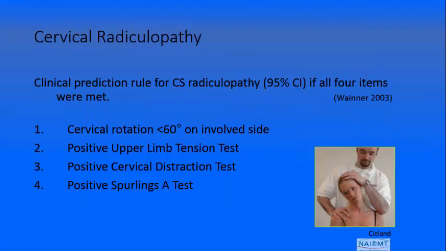In cervical radiculopathy, or cervical radicular pain, a clinical prediction rule has been found for this diagnosis based upon ipsilateral loss of rotation, positive upper limb tension testing, positive traction, and positive compression in Spurling's A test.